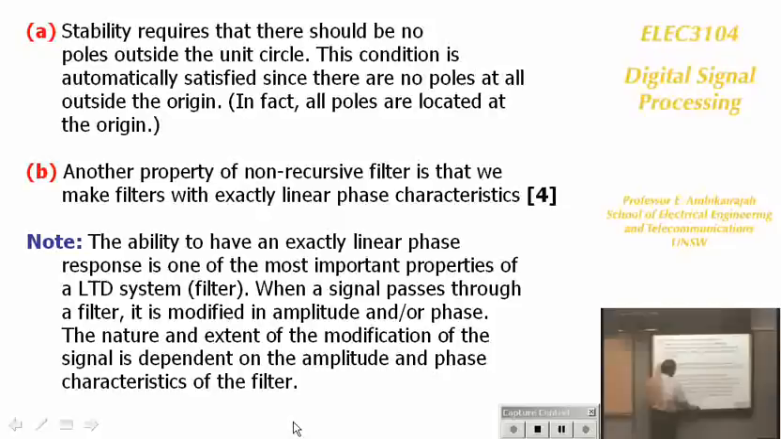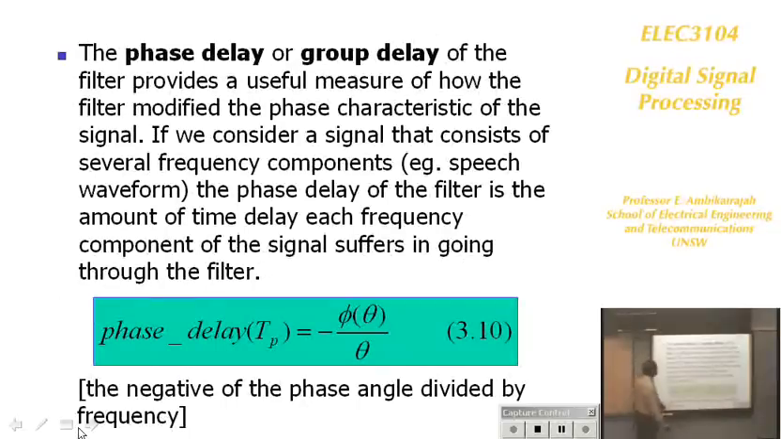When the signal passes through a filter, it modifies amplitude and phase. So always when a signal is passing through a filter, its amplitude is modified or unchanged, depending on the type of filter, and the phase is also modified. So there are two things that we define. One is called the phase delay, the other one is called the group delay.